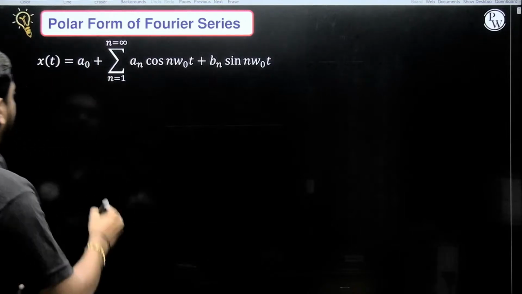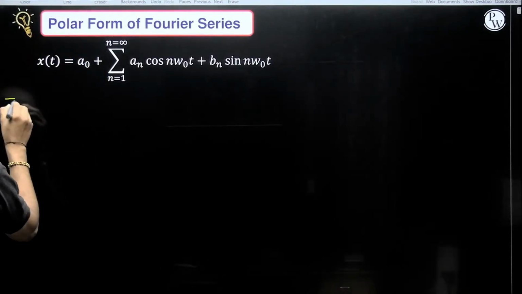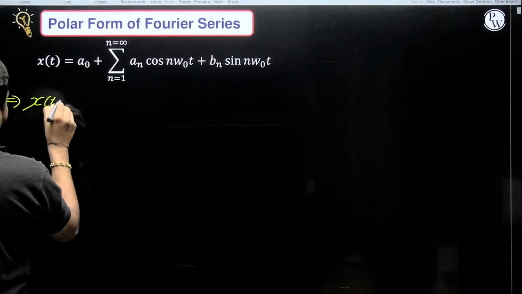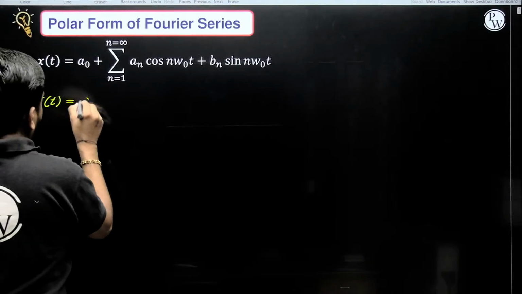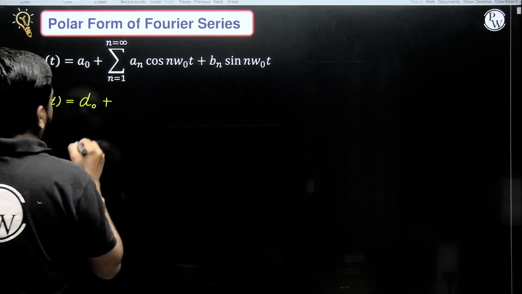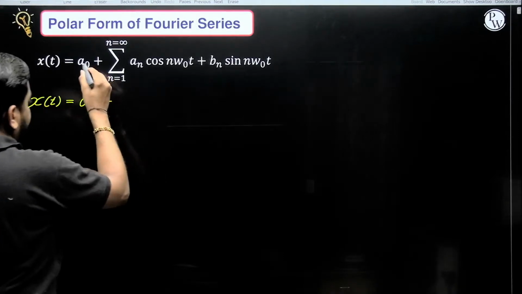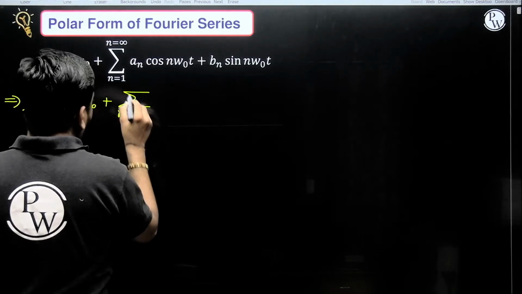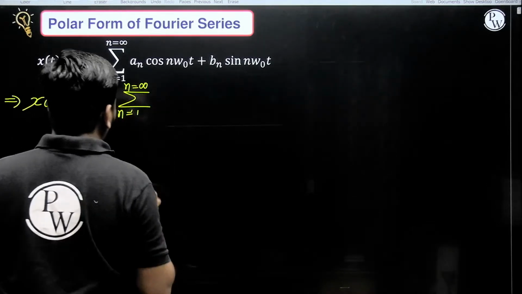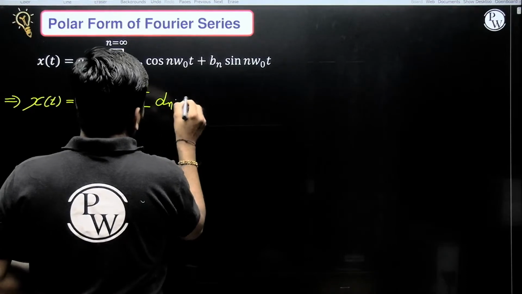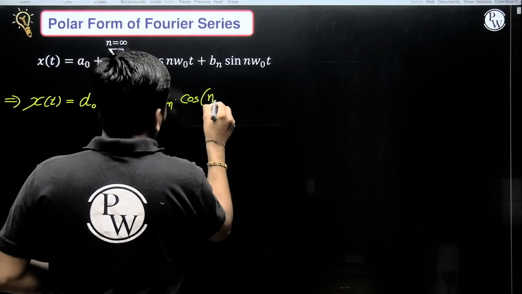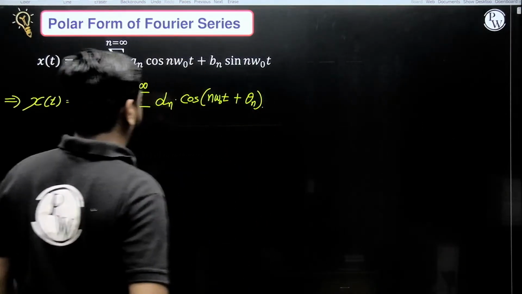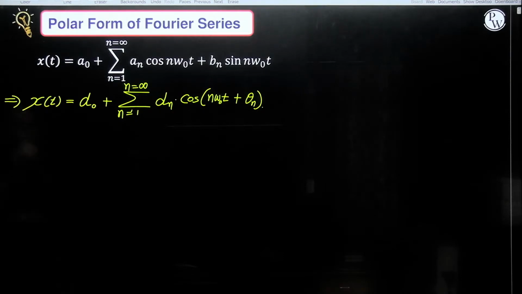Now polar form guys. The polar form is given by x of t is d0. Instead of a0 now the notation is d. d0 is also the dc, also dc. Now summation again, n equal to 1 to infinity, dn cos of n omega 0 t plus theta n. N omega 0 t plus theta n guys.